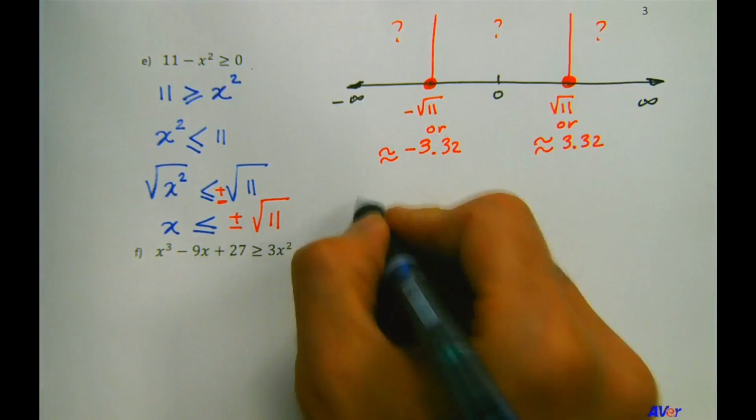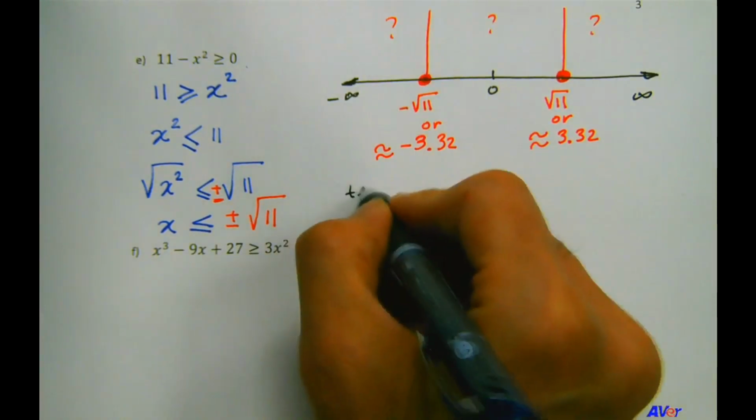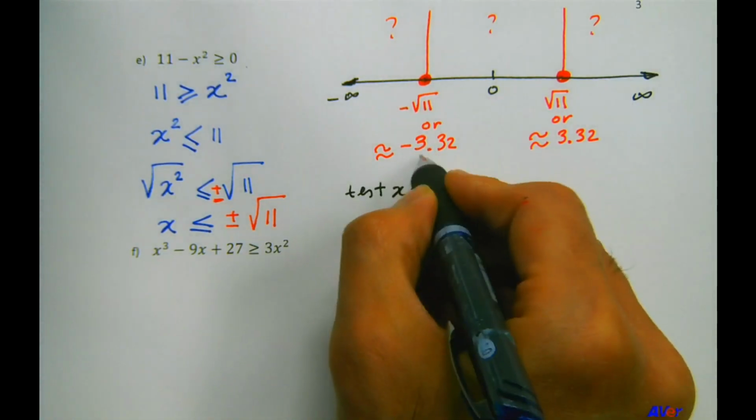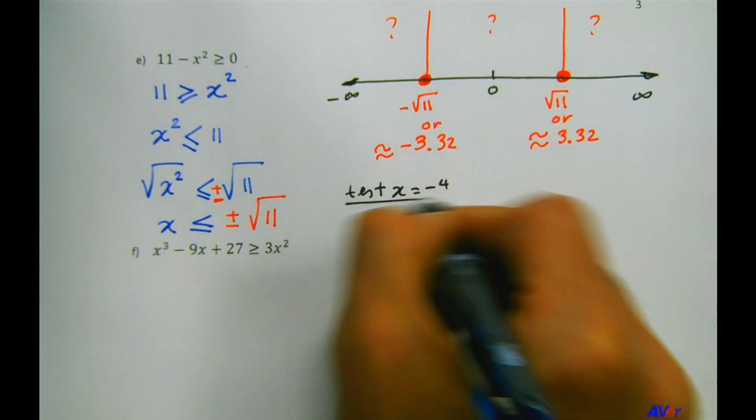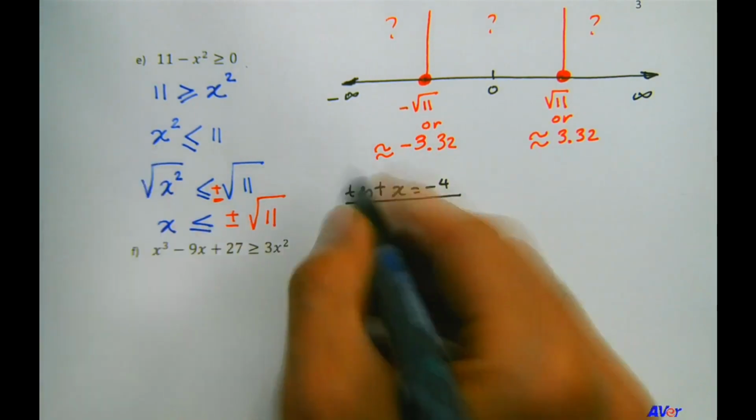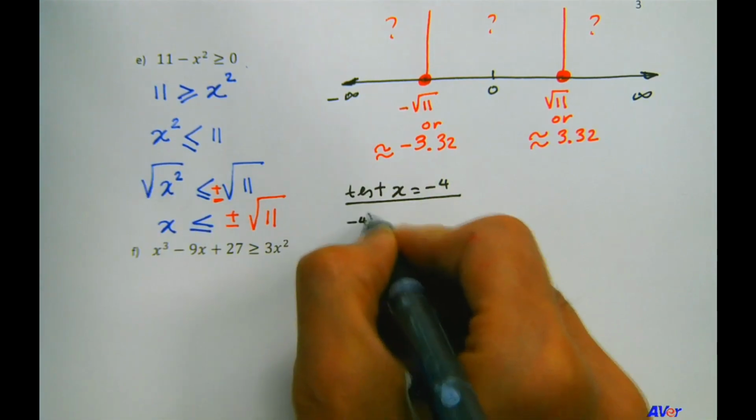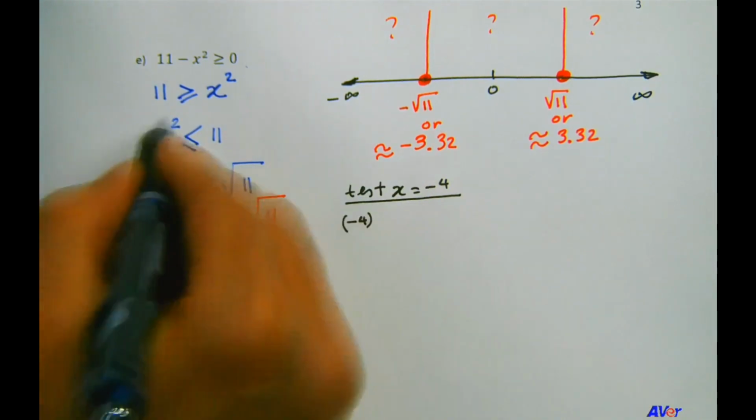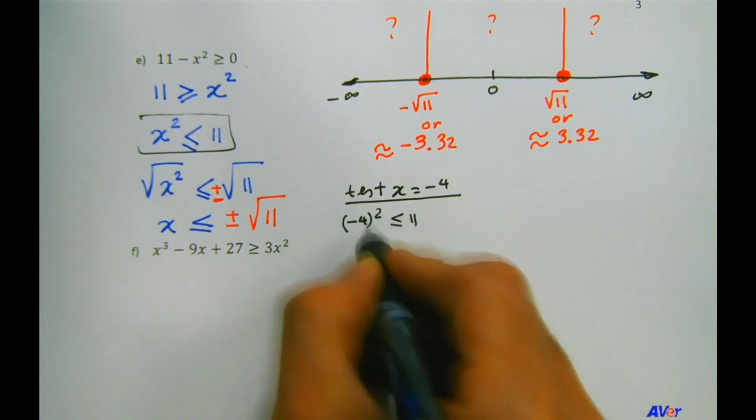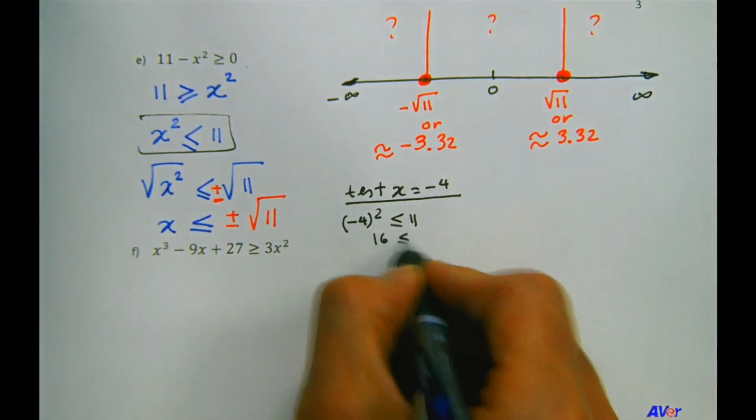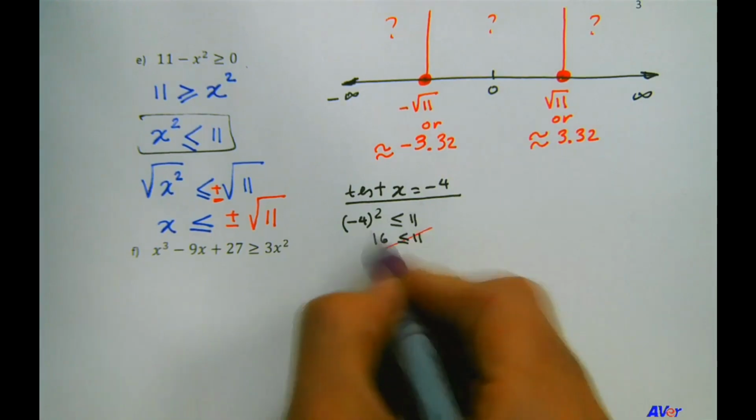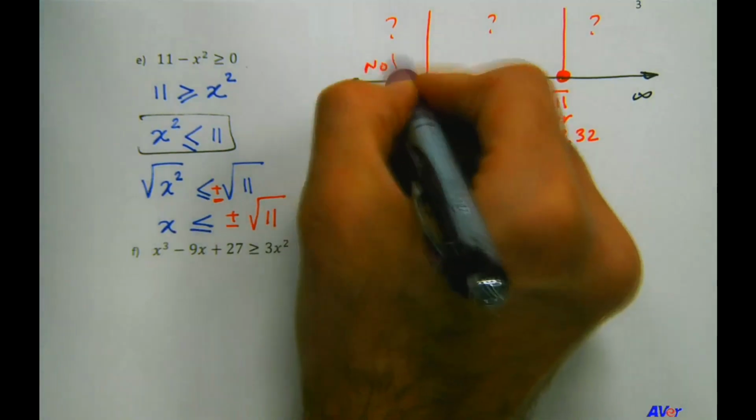So test this region. Test x equals something in this region, like negative 4. X equals negative 4, right? And plug it in here. Negative 4 squared, so this would be positive 16 less than or equal to 11. Is this a valid result? No. 16 is not less than or equal to 11, so no.